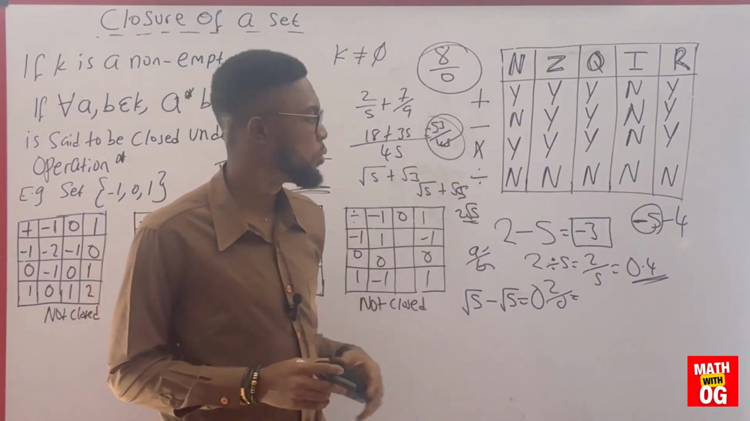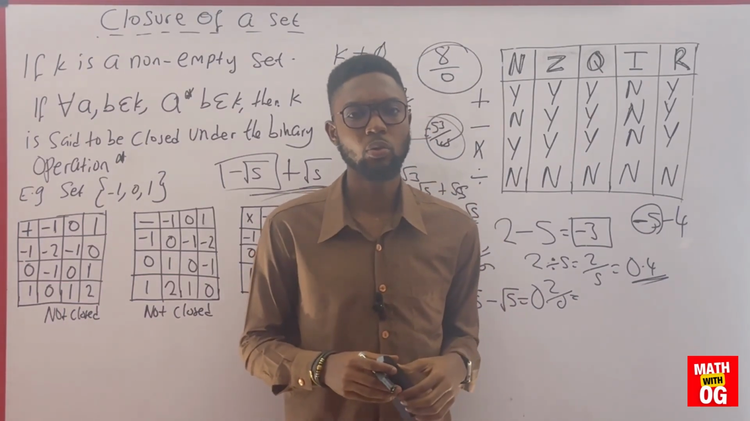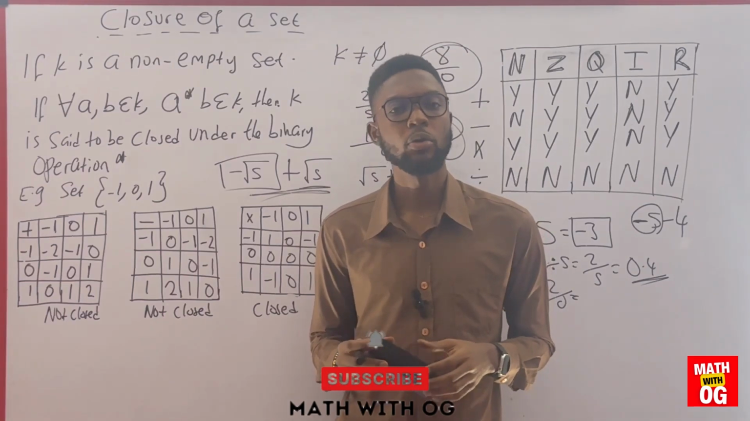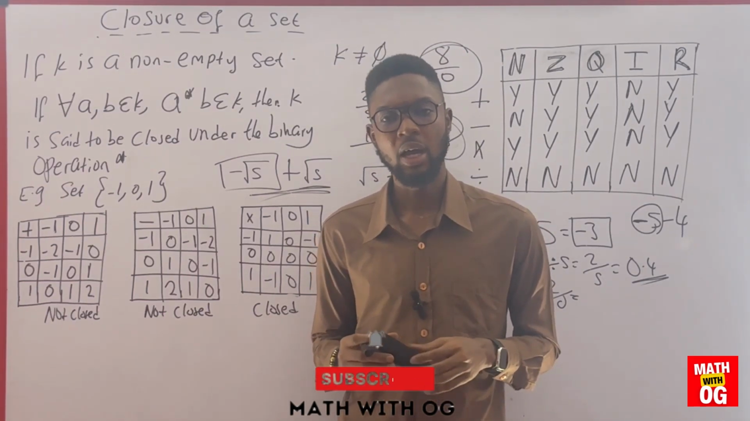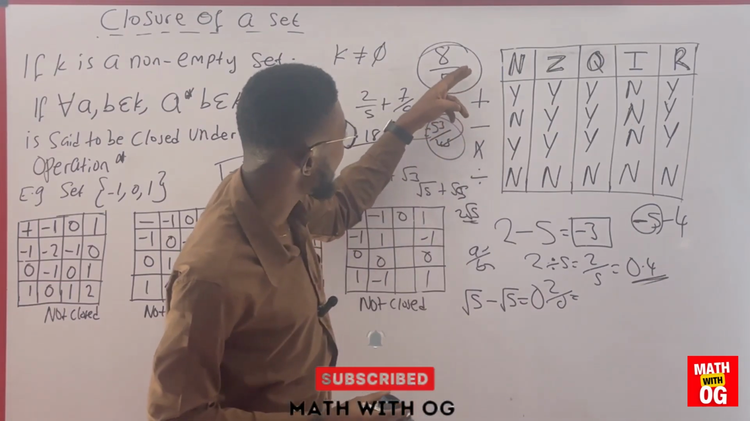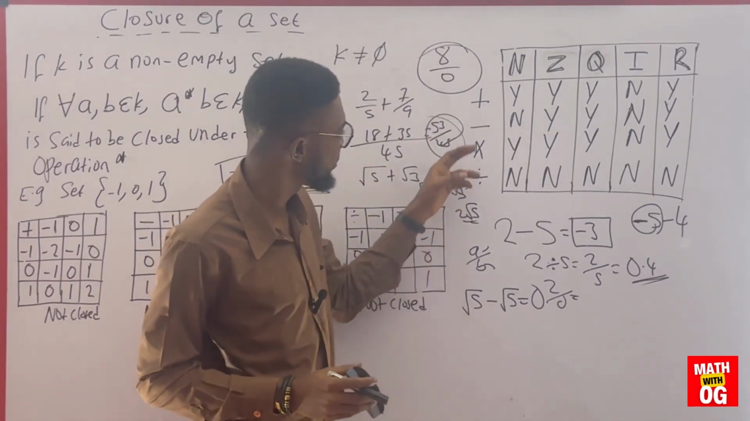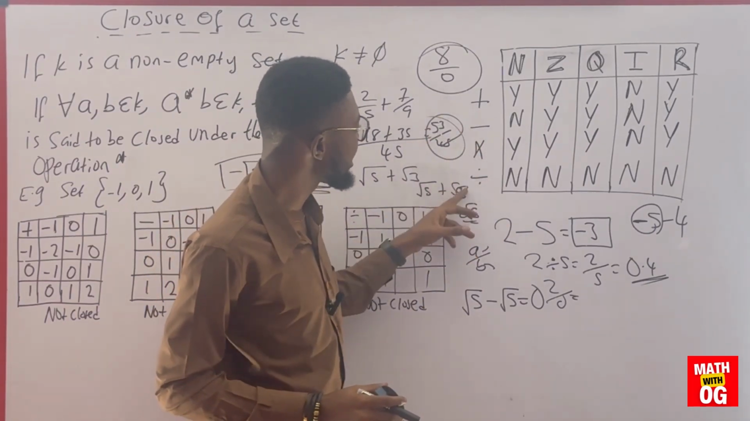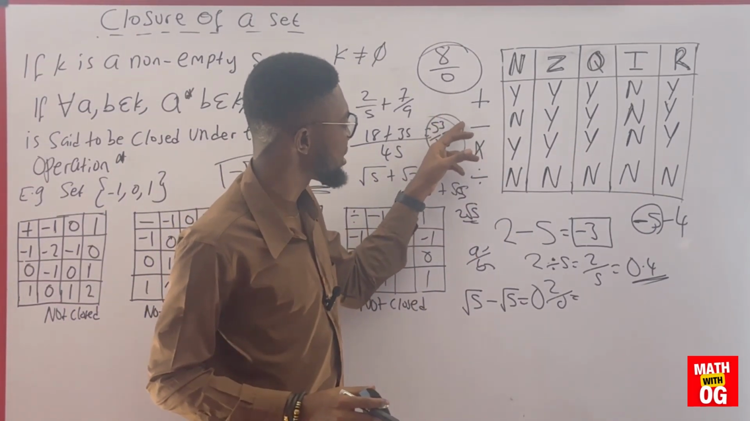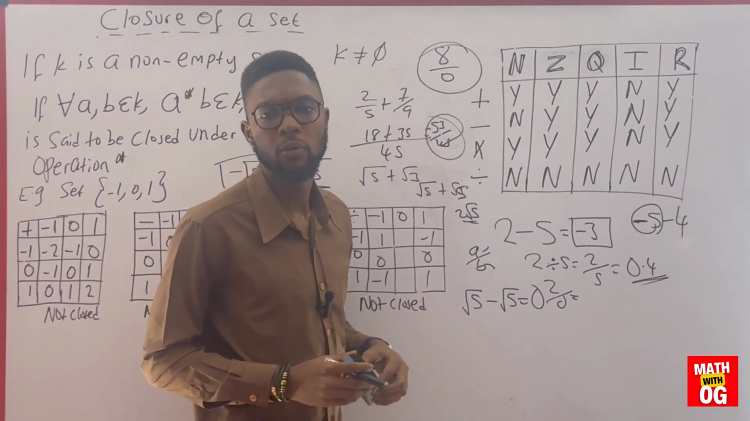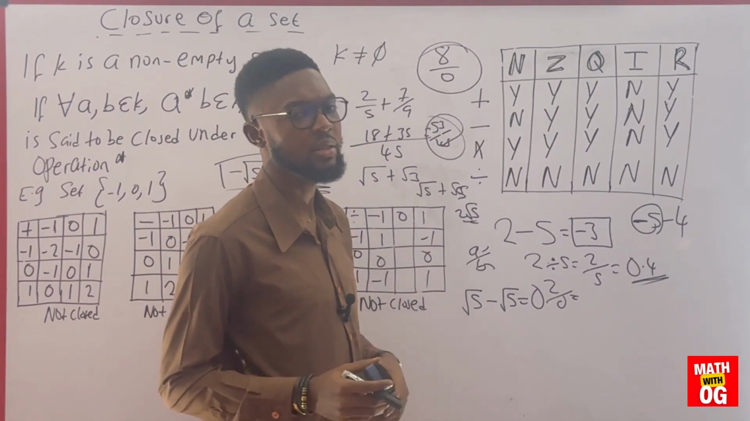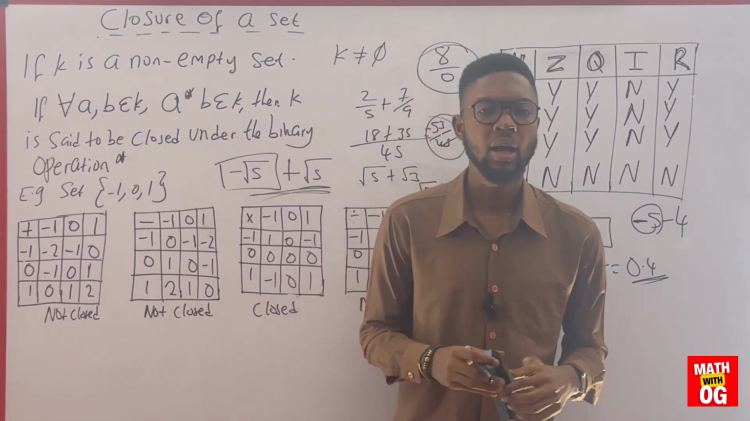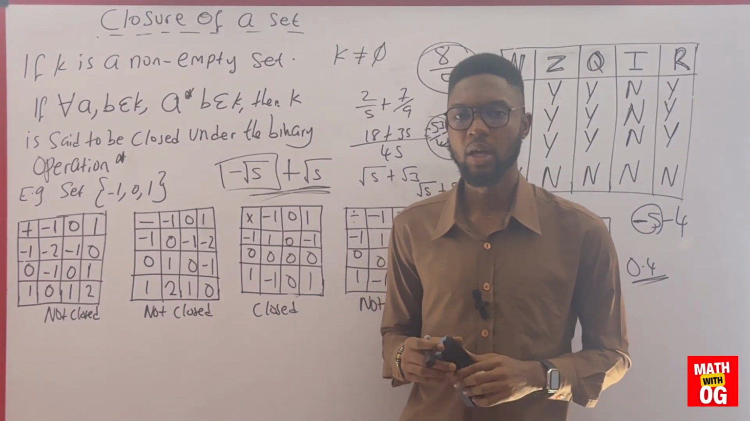So this is how you know if a set is closed under a particular operation. On your own, you can check for multiplication. You can check for even numbers and odd numbers. Check if these are closed under the set of even numbers. Check if these are closed under the set of odd numbers. Also check if these are closed under the set of prime numbers. You can leave your answer in the comment section, and I'll tell you if your answers are right or wrong.